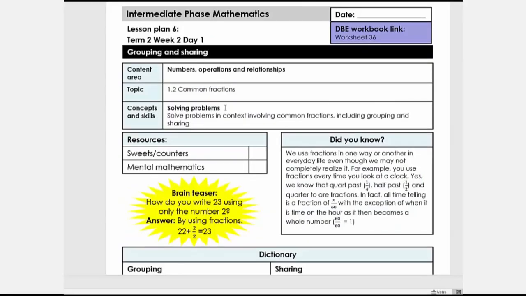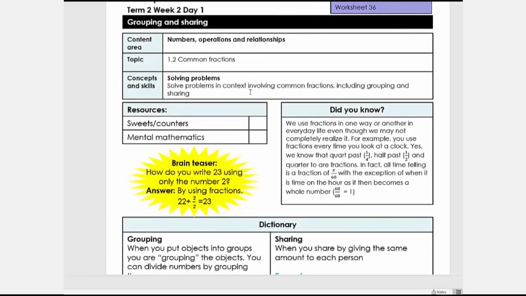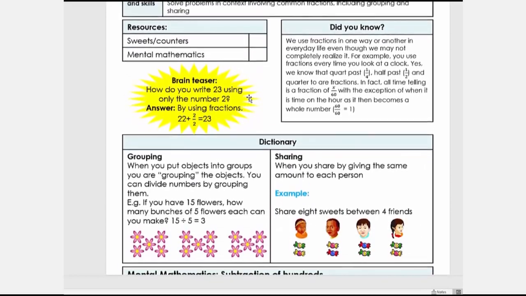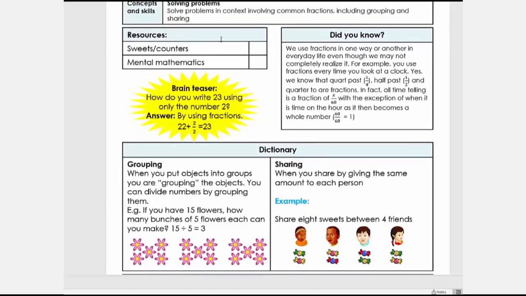Here you will have your link to the CAPS curriculum, and then I'm going to scroll up, and we have our resources here. You can check this. You can have sweets, counters. You can even use stones outside.